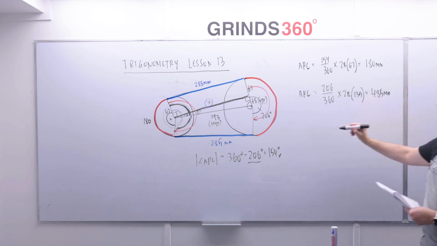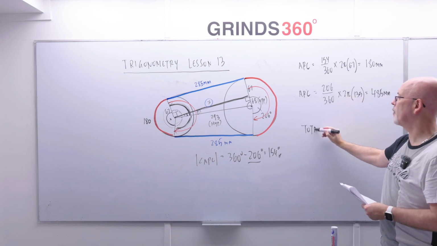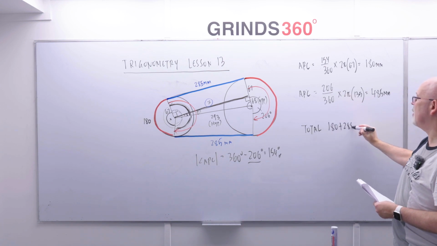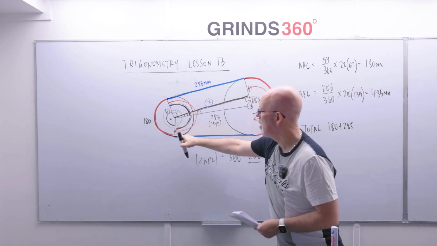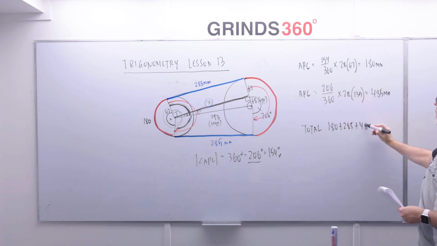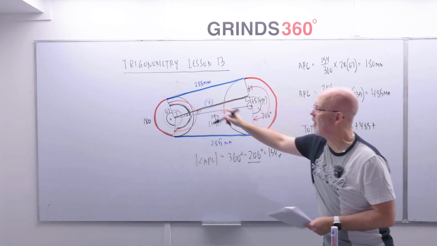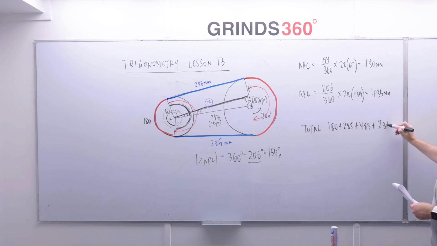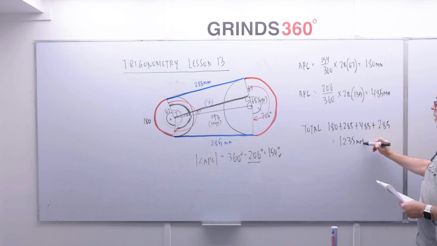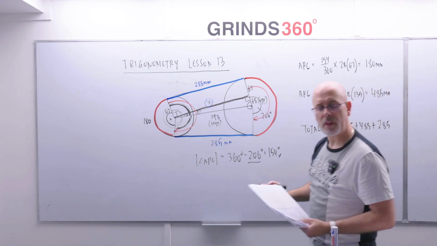So now the total length is just the four of those added together. It's the 180 plus 285, plus this one here, which is 485, plus another 285 to be back where I started from. And if I add all those together, it's 1235 millimeters. And that's my answer. Good question.